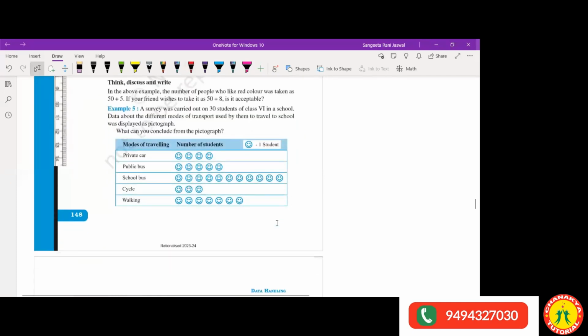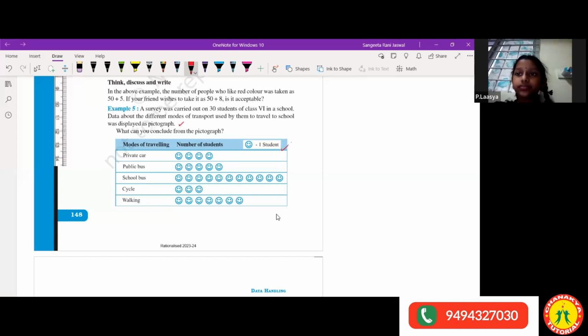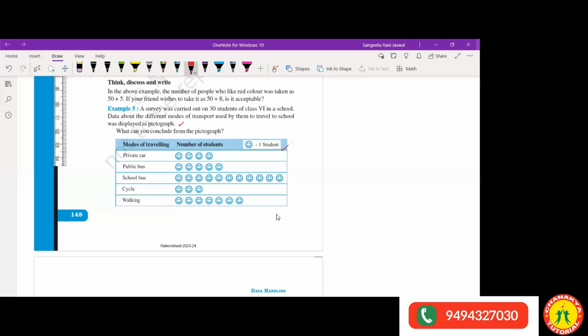Now here again, a survey was carried out on 30 students of class 6th in a school. Data about different modes of transport used by them to travel to school was displayed as a pictograph. Okay, so what transport were they using? Let's see here. One picture is representing one student.